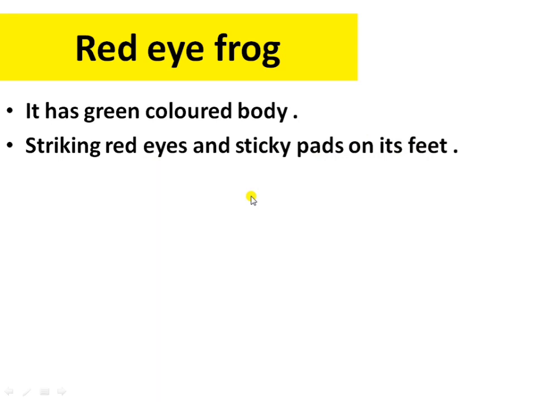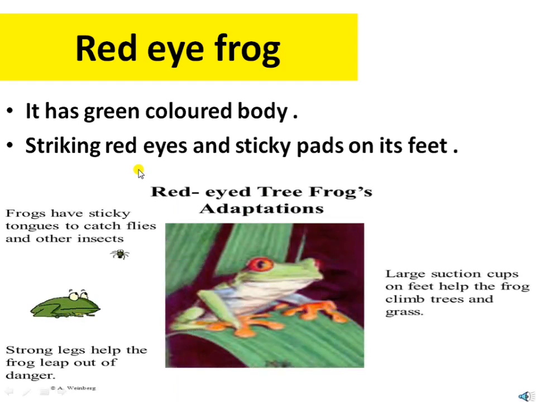It has sticky pads on its feet that help it to climb trees easily. This is a red-eyed tree frog. They have a sticky tongue to catch flies and other insects. They have strong legs which help the frog leap out of danger, and large suction cups on the feet help the frog climb trees and grasses. We can say they have sticky pads on their feet that help them to climb trees easily.